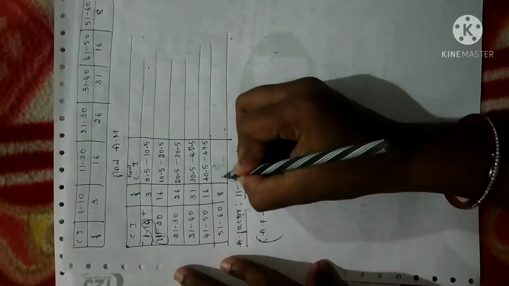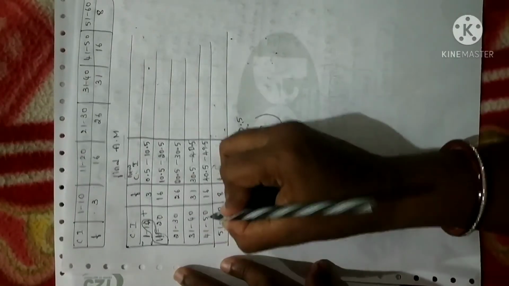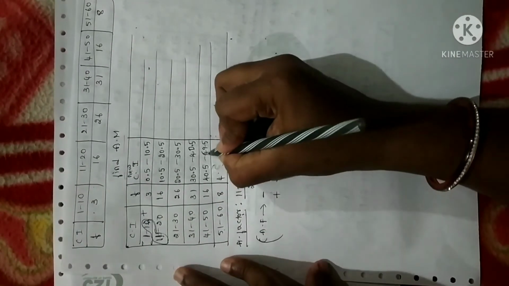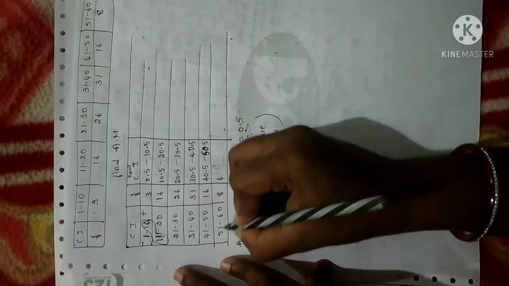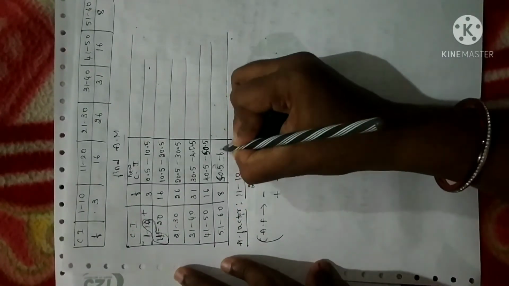Again subtract, and we have to add for the second value, so it will be 50.5. Next we have to subtract, so it is 50.5. Now we have to add, 60.5.